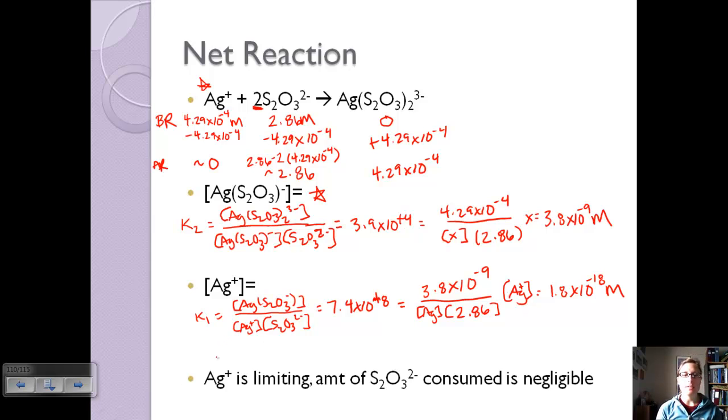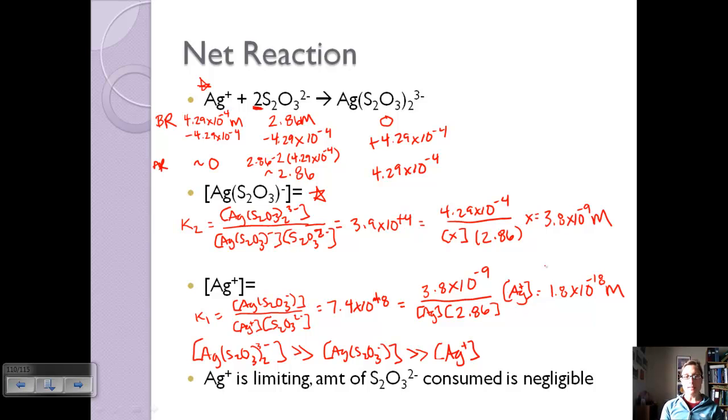And so what we see here is that our concentration of AgS2O3 2 3-, is much larger than our AgS2O3 minus concentration. So here we had the 4.29 times 10 to the negative 4. This one was our 3.8 times 10 to the negative 9, which is then also much larger than our Ag plus concentration, which was our 1.8 times 10 to the negative 18.